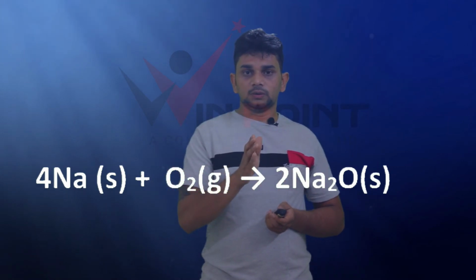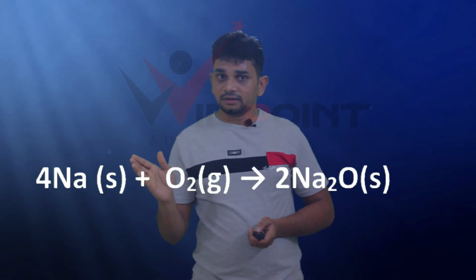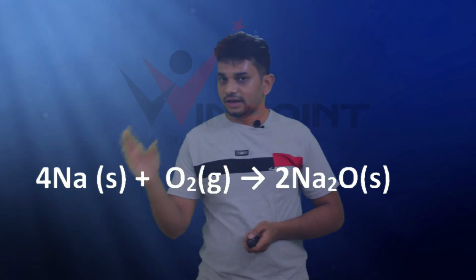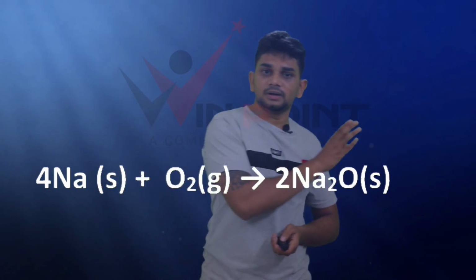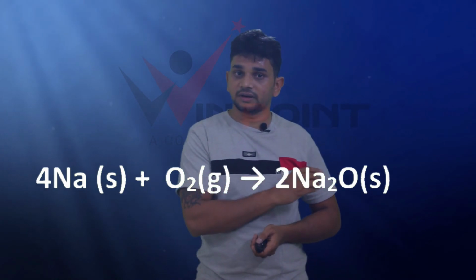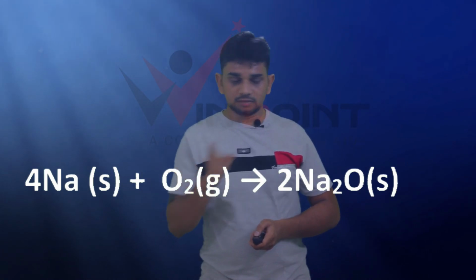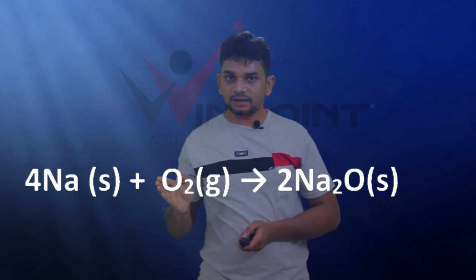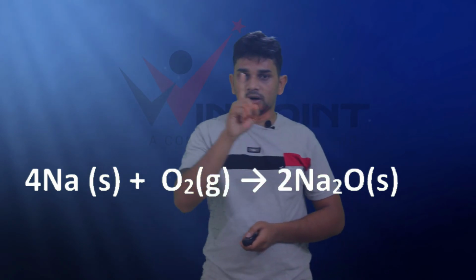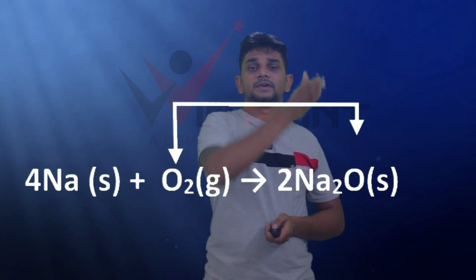4Na plus O2 gives 2Na2O. Here it is 4Na. In the product side, it is Na2O. It is combined with oxygen, right? Na has been converted to Na2O, means it has been combined with oxygen. It is oxidation, right? Here you can see oxygen. This oxygen, now it is O2. In the product side, it is O only. O2 has been converted to O. One oxygen less, right? So it is reduction.